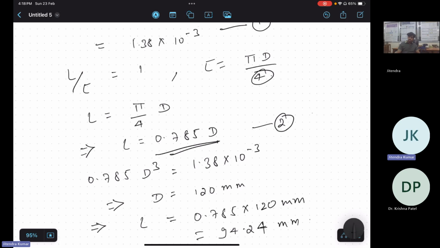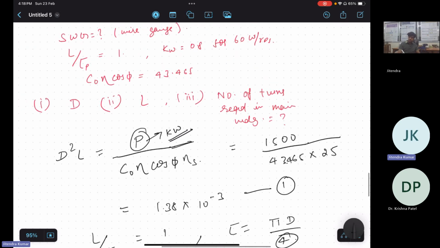Okay, so we have calculated the initial two parts. Now the third part is how many number of turns are required in the main winding. So how to calculate the number of turns, and in which equation will the number of turns appear?